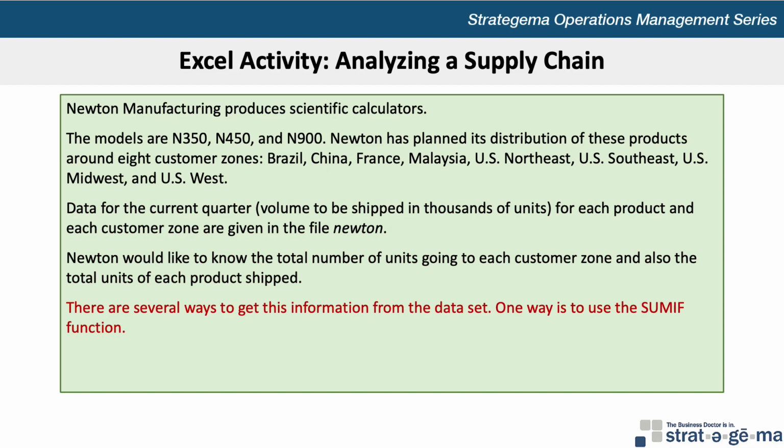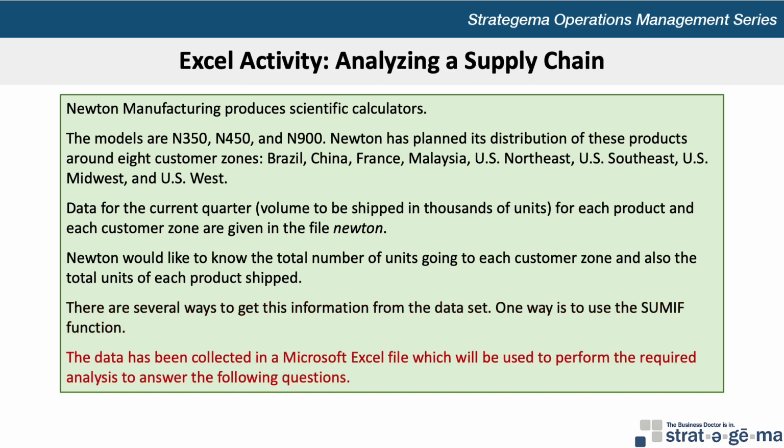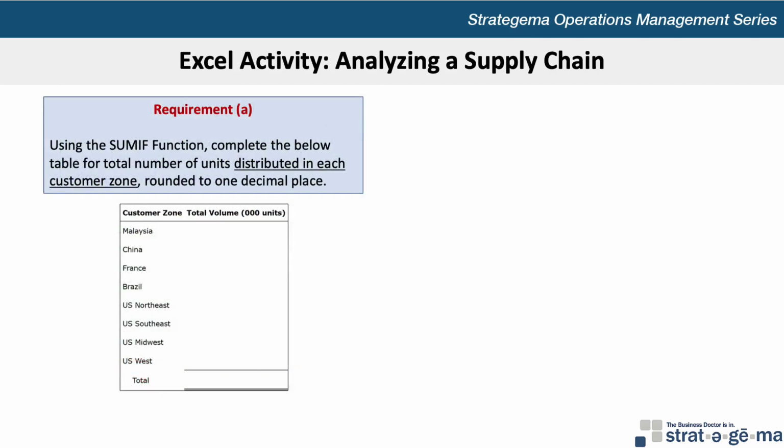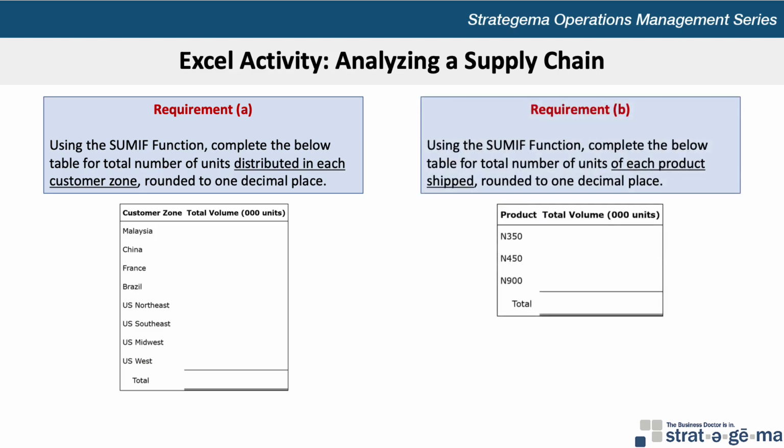There are several ways to get this information from the dataset, and one way is to use the SUMIF function. The data has been collected in an Excel file, which will be used to complete the following two requirements. A. Using the SUMIF function, complete the table below for the number of units distributed in each customer zone, rounded to one decimal place. And B, using the SUMIF function, complete the table for the total number of units of each product shipped, again rounded to one decimal place.